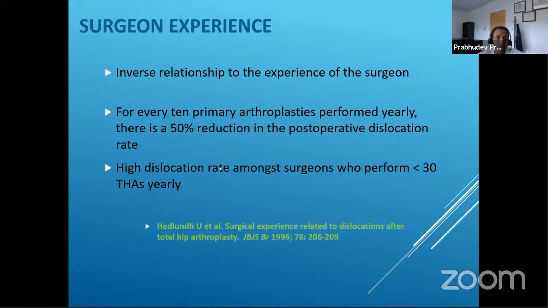Surgeon experience again is an important risk, so it's an inverse relationship. For every 10 primary arthroplasties performed yearly, there is a 50% reduction in the postoperative dislocation rate, and a higher dislocation rate was found among the surgeons who performed less than 30 total hips, as per this study.